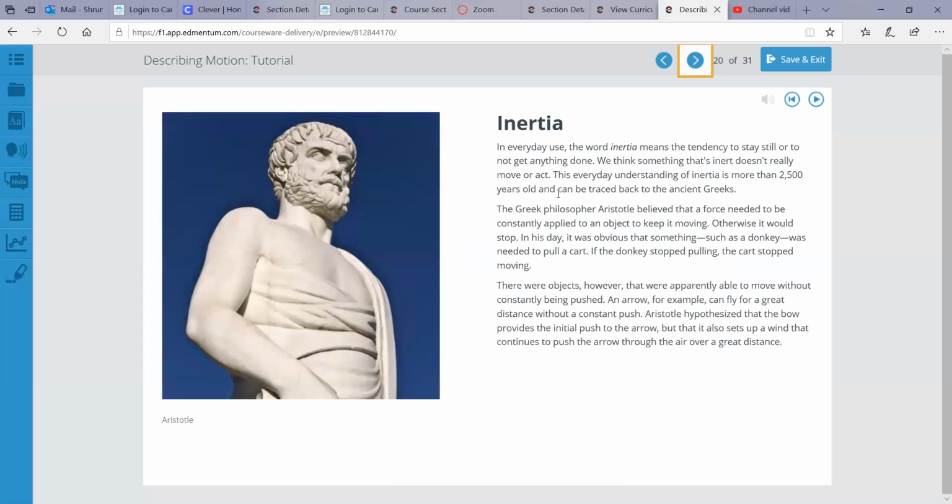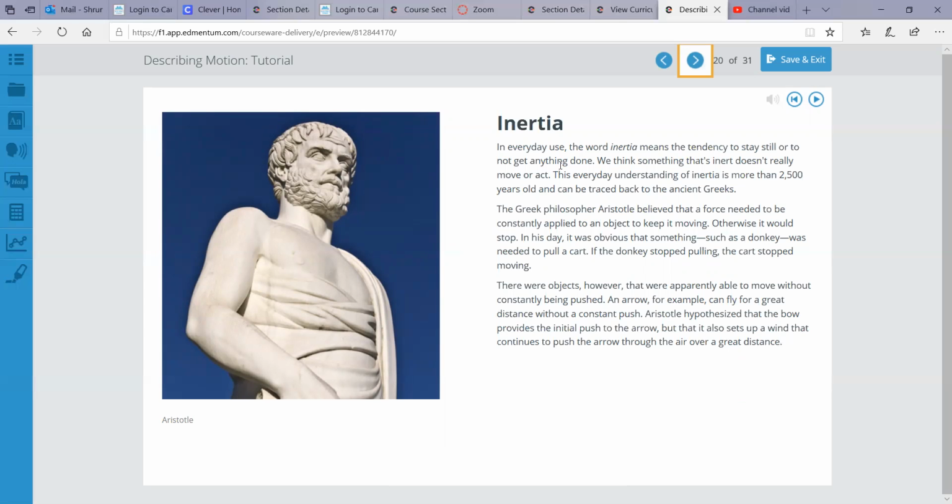Inertia. Here is a statue of Aristotle, a bust. Not a bust, it's a whole body. In everyday use, inertia means the tendency to stay still or to not get anything done. So when you think of something that's inert, it doesn't really move or act. This everyday understanding of inertia is more than 2,500 years old, and it can be traced back to the ancient Greeks.